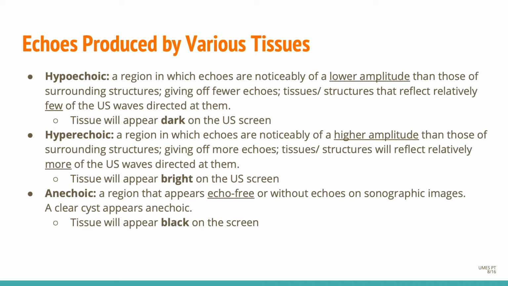Anechoic is a region that appears echo-free, or without echoes, on the sonographic images. These are tissues that do not reflect any waves back to the transducer. So a clear cyst appears anechoic. These tissues will appear black on the screen.